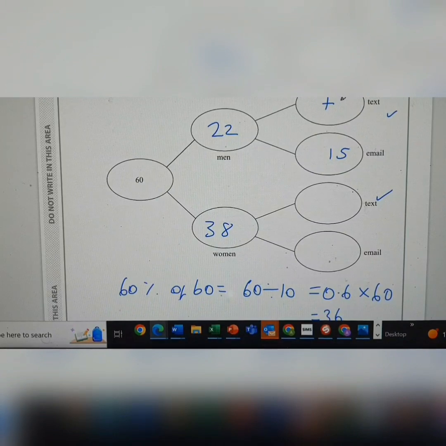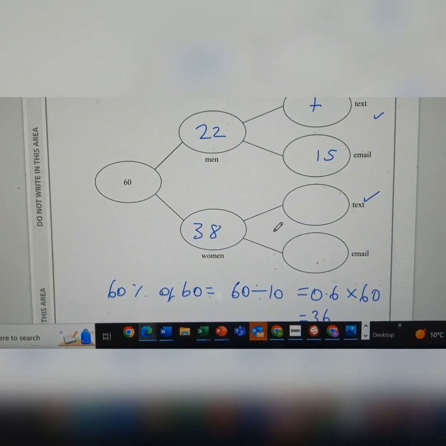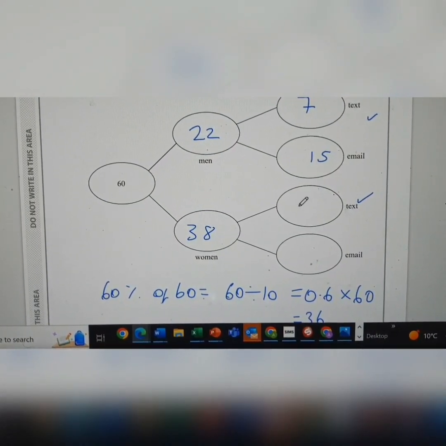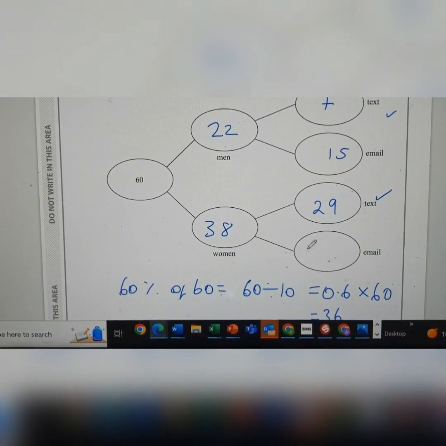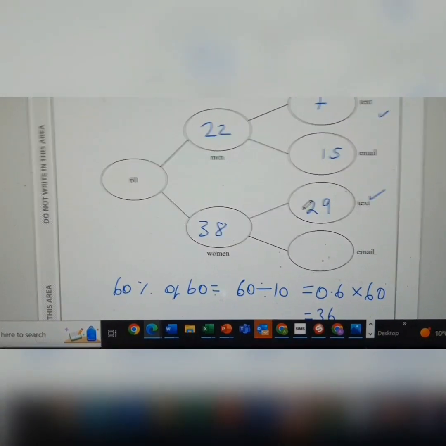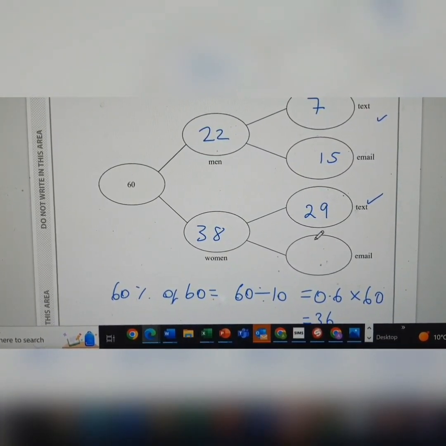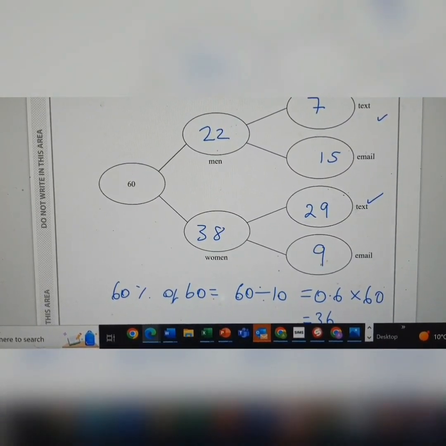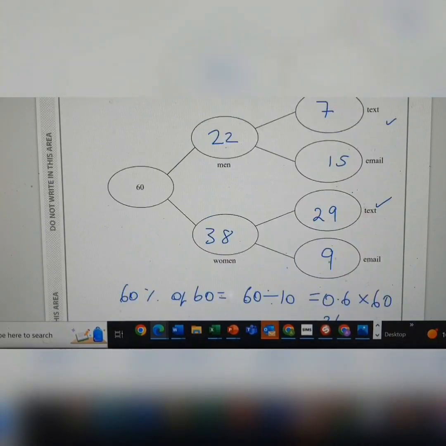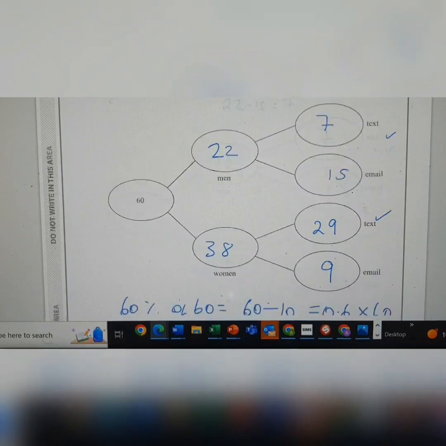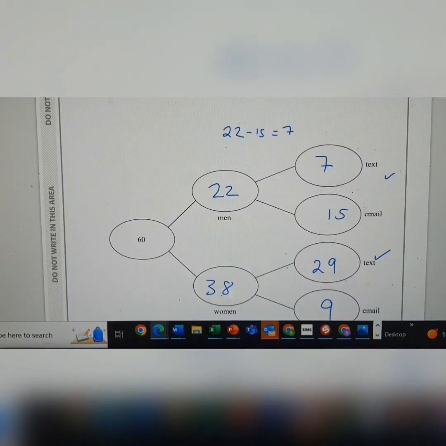We've already got a 7 in here, so you need to take 7 away from 36, which is 29. And then to find this last bit, you need to do 38 take away 29, which is 9. And yep, that completes it. That's 5 marks. So there's a lot of marks there. So be sure to take your time in answering this question.